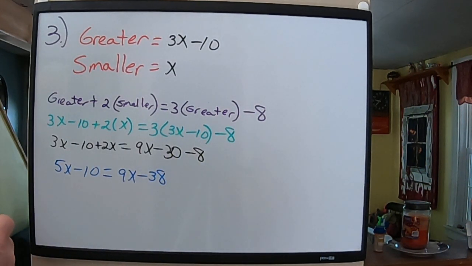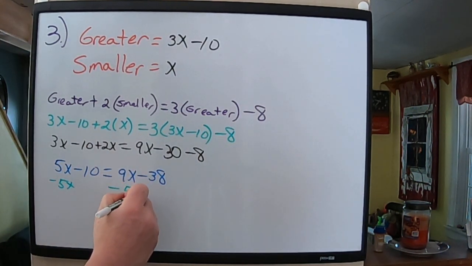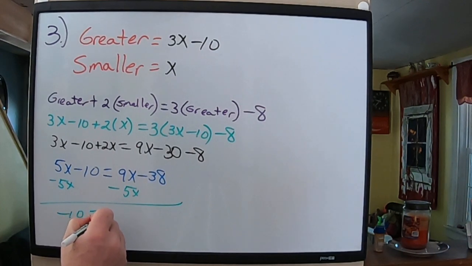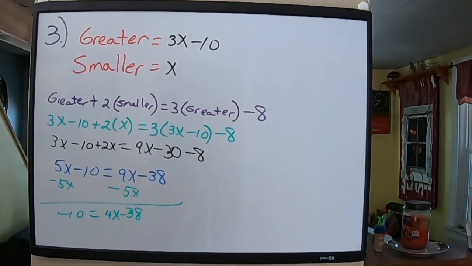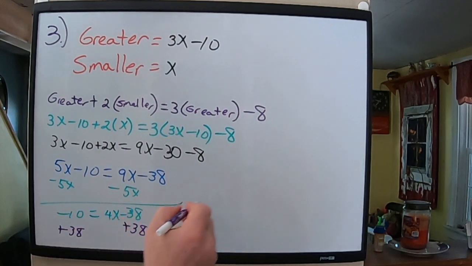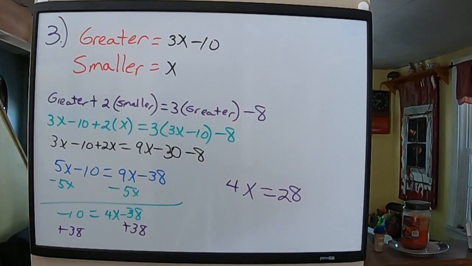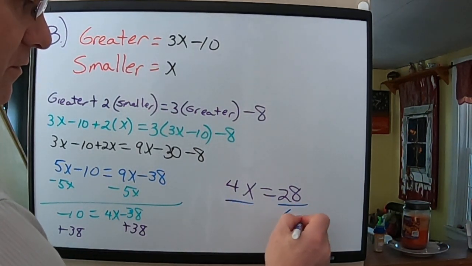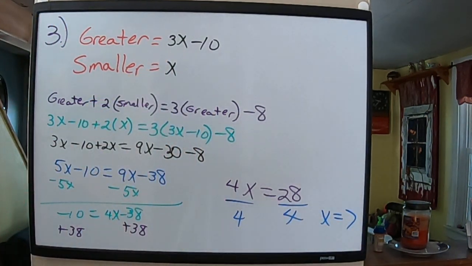Now I'm going to bring the 5x over, minus 5x. Negative 10 equals 4x minus 38. And then I'm going to add 38 to both sides. I get 4x equals 28. And then I divide by 4. X is 7. Now I have to answer the question, and the question is, what are the two numbers?